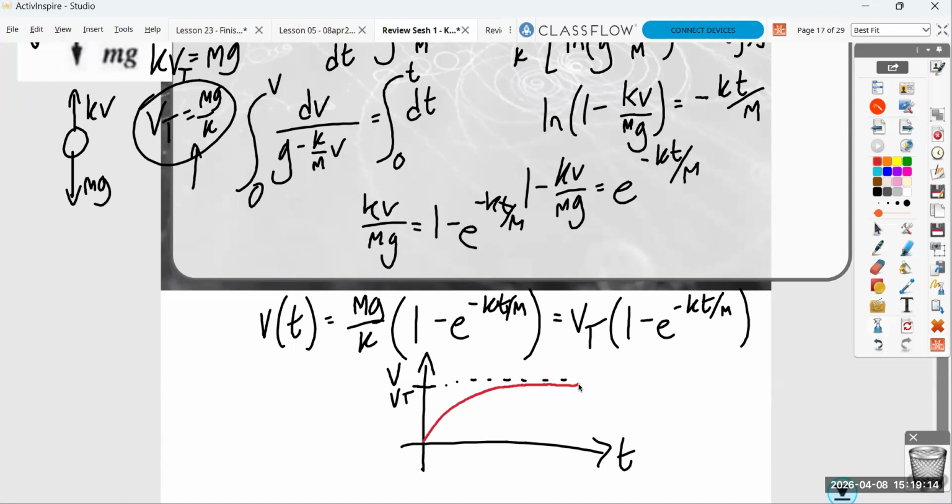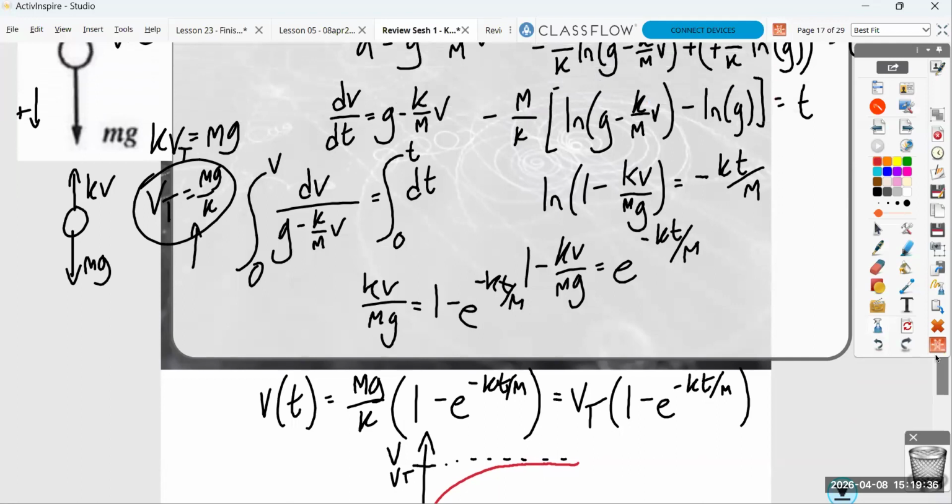Minus e, but I see that you moved the negative. Yeah, I moved it around. How did the 1 minus happen? So what happened is I kind of added the kv over mg to this side and then subtracted the... how did this 1 minus happen? Oh, okay. So when I combined these, I kind of divided everything by g.